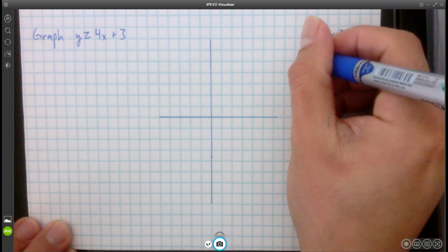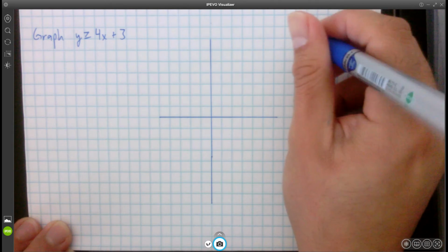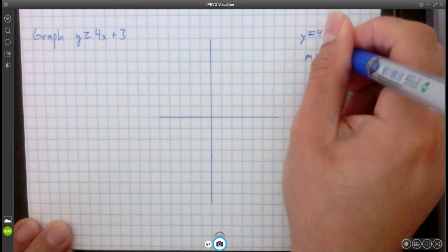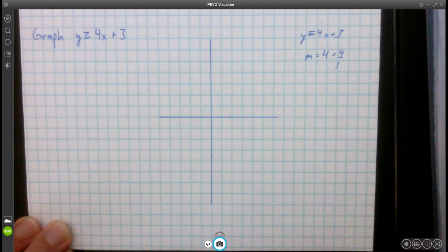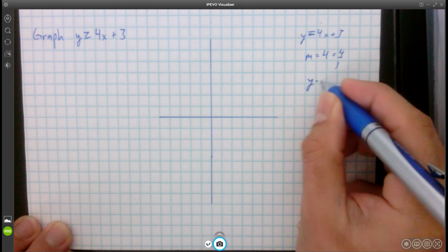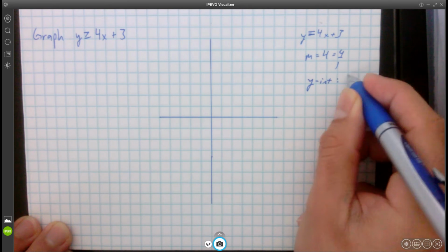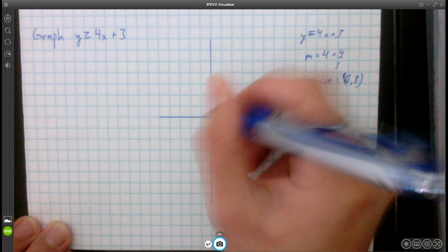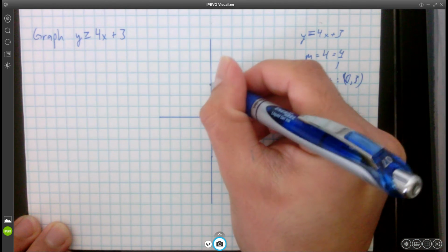In this case, my slope is equal to 4, or 4 over 1, and my y-intercept is (0, 3). So I'm going to go ahead and plot that. (0, 3) is right there.